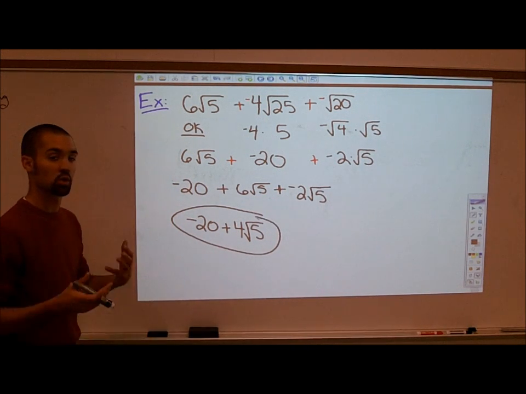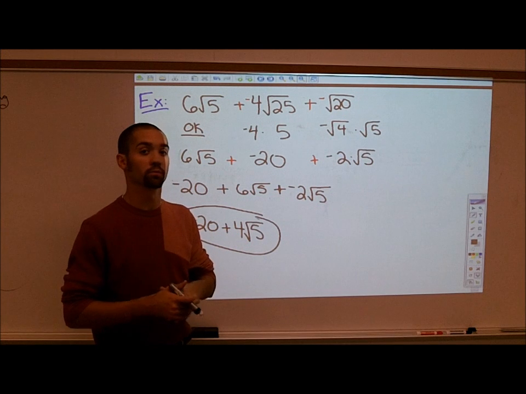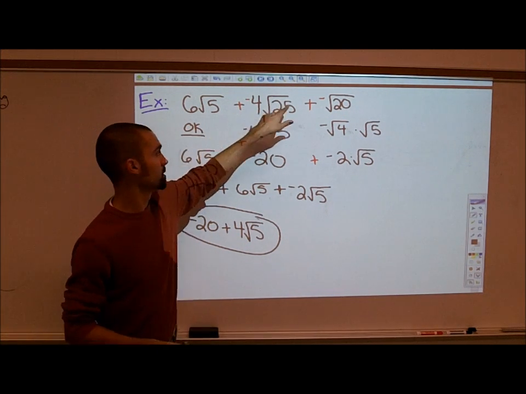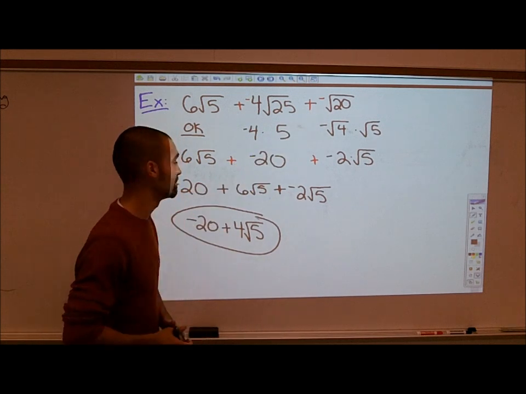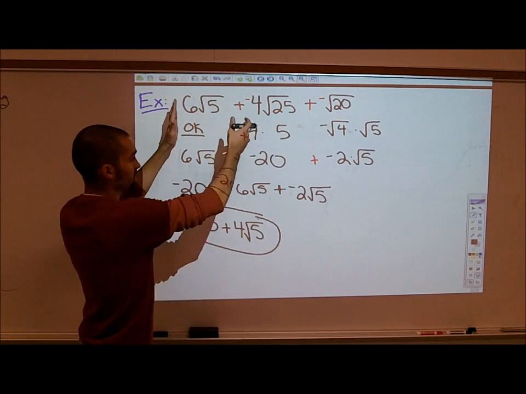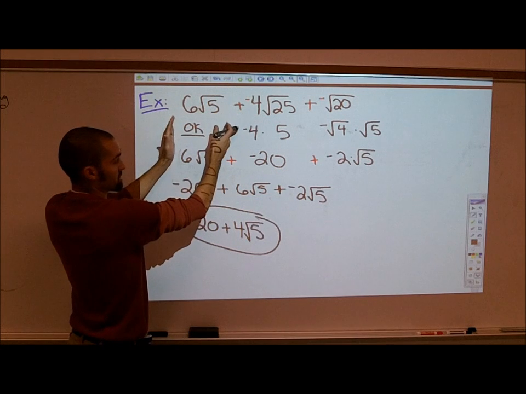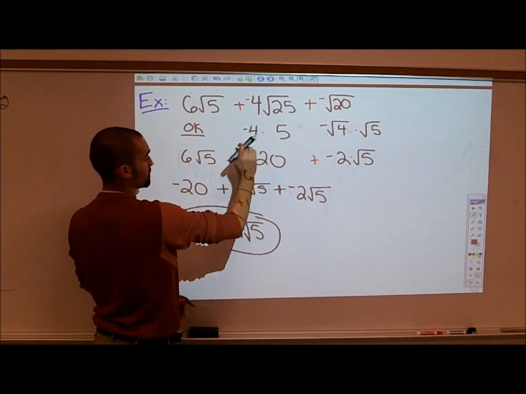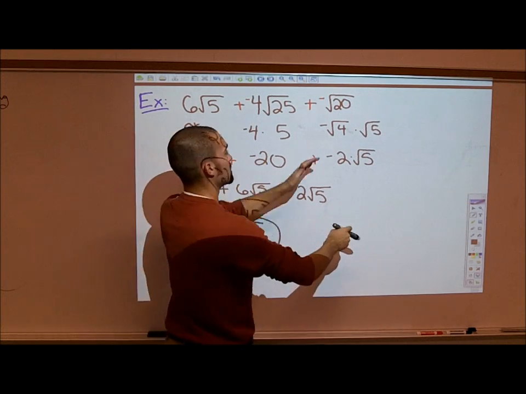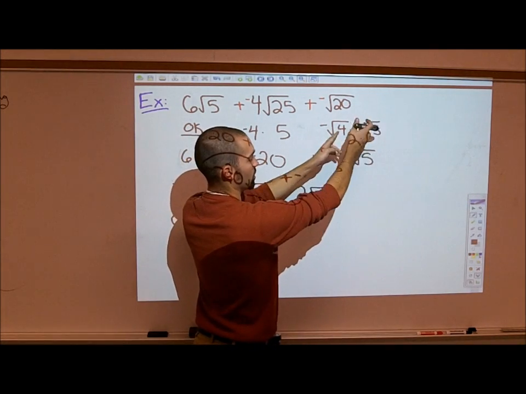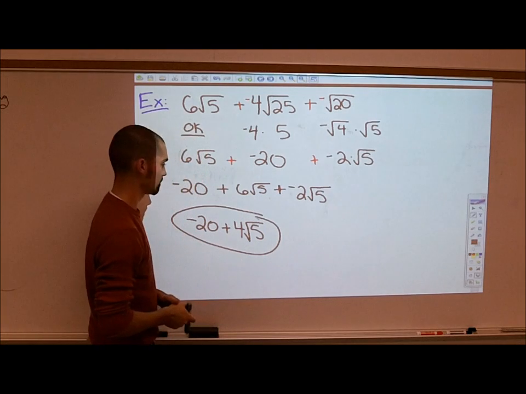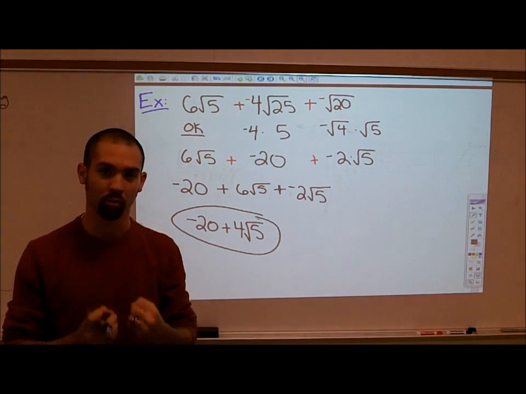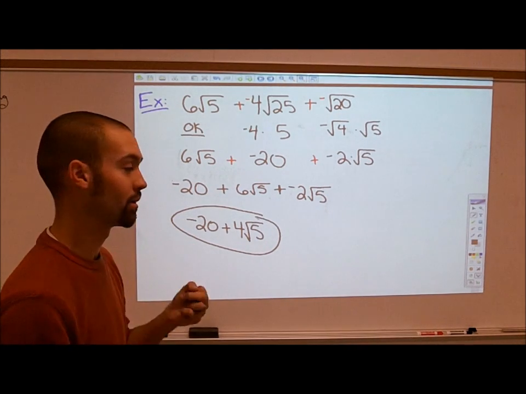Okay? So again, just to review what happened. First, we changed the subtraction to an addition. Okay. Then we simplified each radical. That one was simplified, so it was okay. The square root of 25 got simplified down to 5. Multiplied those. Square root of 20, we broke it down into a perfect square. Okay. Then we added the like radicals. That's very, very important. You can only add like radicals.